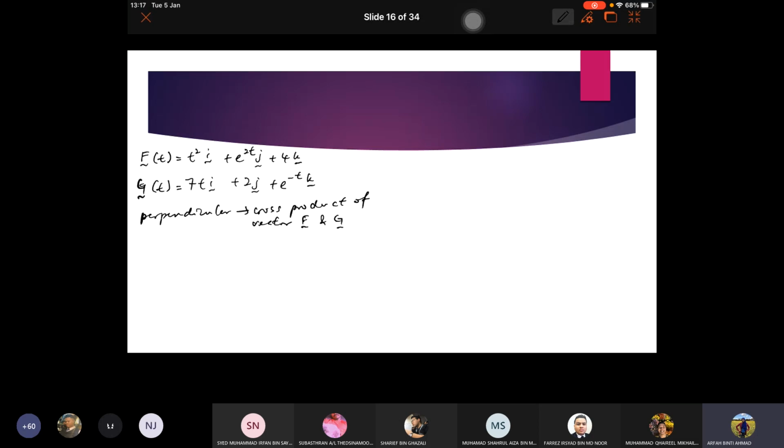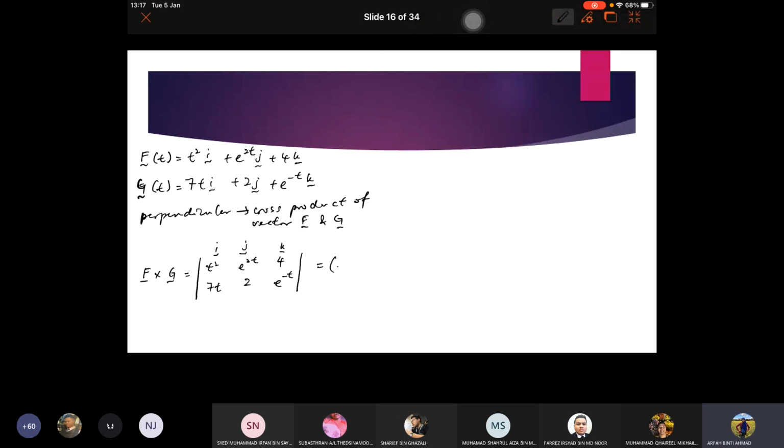Sebab hasil darab bagi cross product dua vector akan menghasilkan satu vektor yang lain. So F cross G akan sama dengan i component t kuasa 2, 7t, and j component exponential 2t, 2, dan juga k component 4, exponential negative t. Okay. So darabkan, darab silang akan sama dengan exponential 2t darabkan dengan exponential negative t. So darab meaning that tambah.